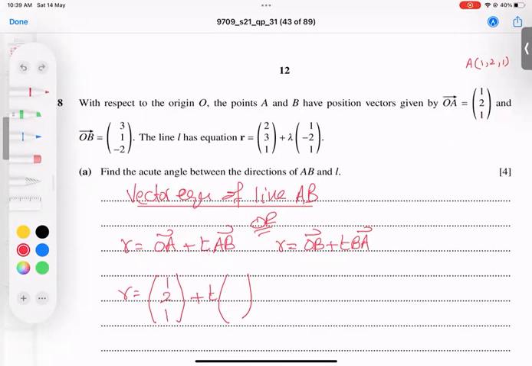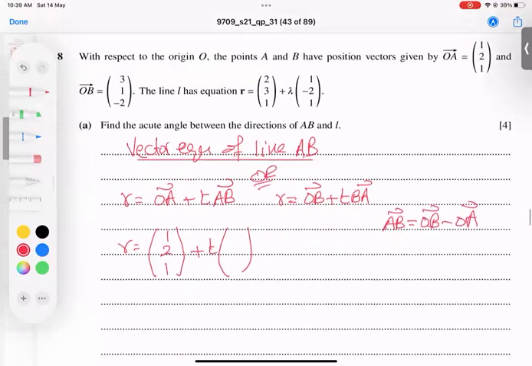But how to get the AB vector? You know it very well. AB vector is actually OB minus OA. OB is 3, 1, negative 2, and OA is 1, 2, 1. If I subtract them, 3 minus 1, I get 2. And 1 minus 2, I get minus 1. And negative 2 minus 1, negative 3. So I hope the idea is very clear. If I use BA, then all signs will be reversed, but both are the same.